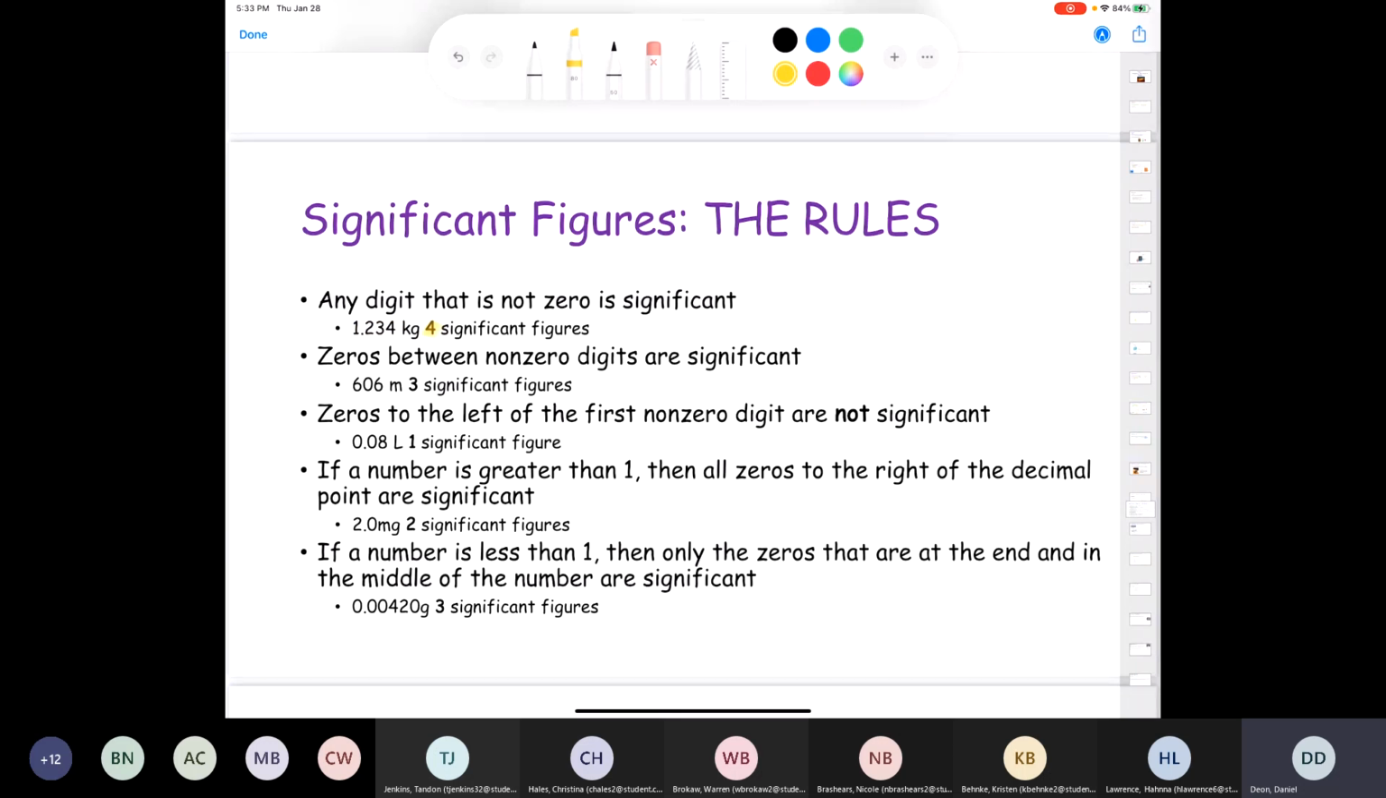If you have a 0 that's sandwiched in between non-zero digits, it counts as significant. Let me give you an example. It says here you got 606 meters. Since the 0 is sandwiched in between two 6s, it counts. So I have 3 significant figures. Let me ask you a question. If I had the number 50,003, could anybody tell me how many significant figures there'd be in that number?